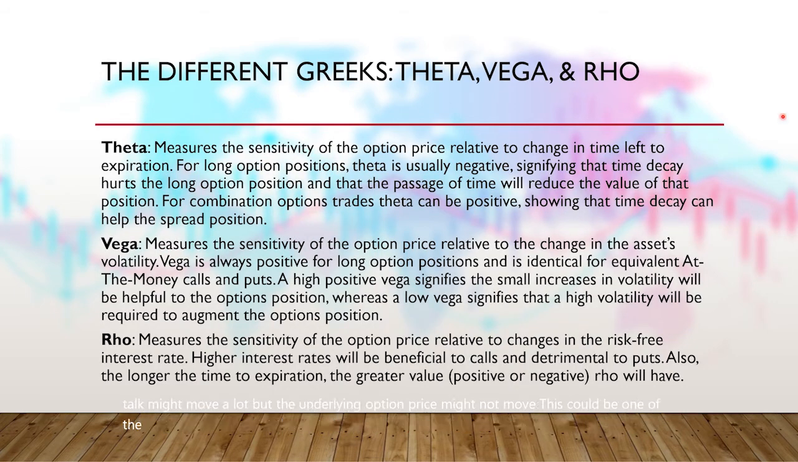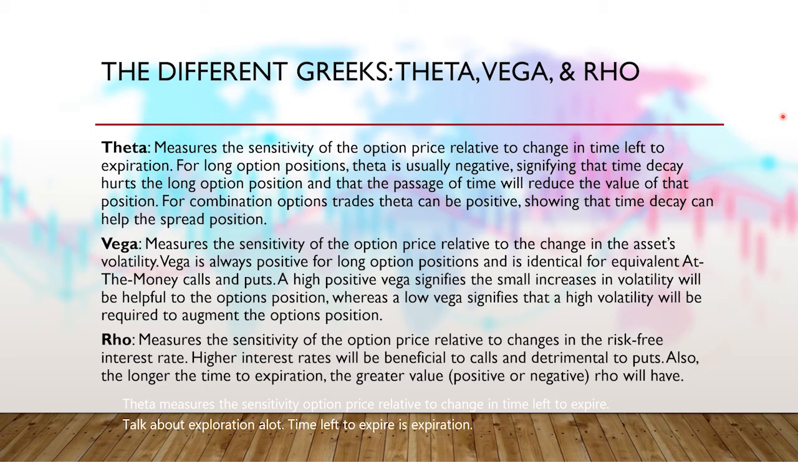Let's continue. Let's look at three more: theta, vega, and rho. Theta measures the sensitivity of the option price relative to change in time left to expire. We talked about expiration a lot. Time left to expire is expiration.